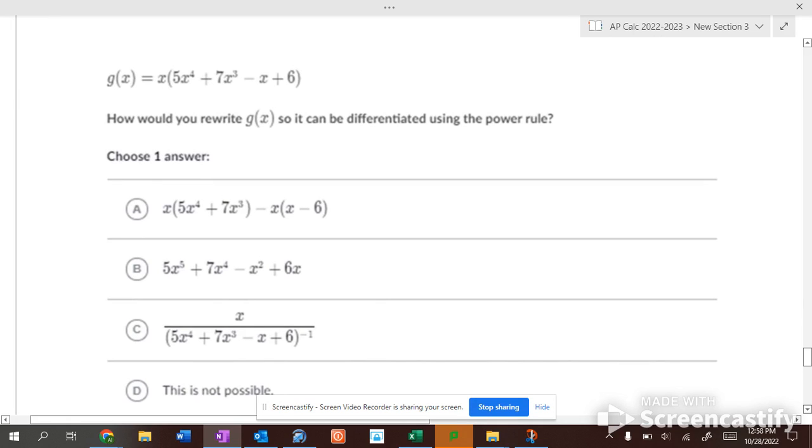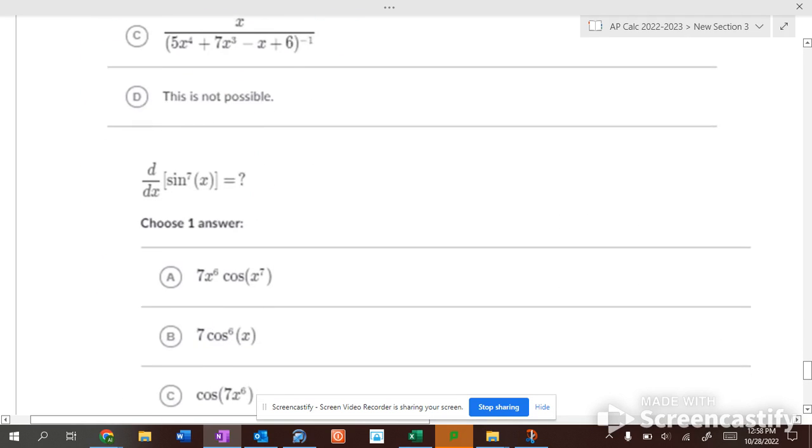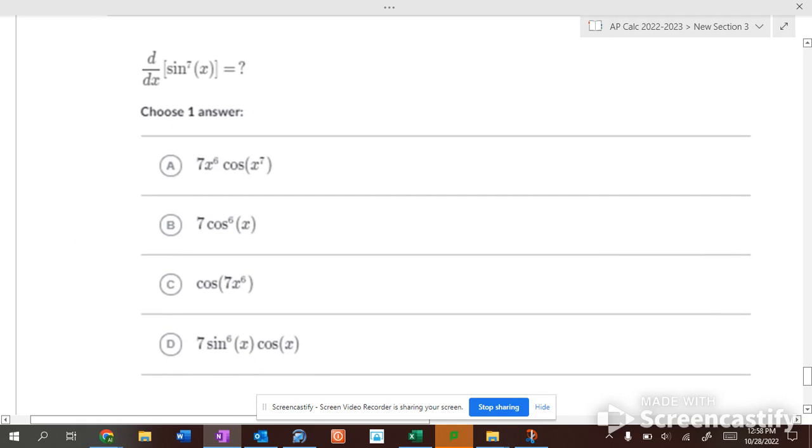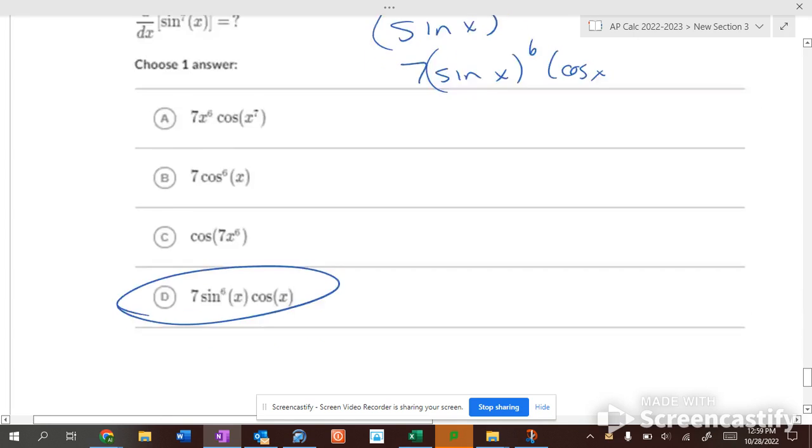How would we do this so we could do the power rule? Just distribute the x. Easy peasy lemon squeezy. What is that? Because it's the sine of x to the 7th power, right? So it's 7 sine of x to the 6th times cosine of x, which is that one. That's it.